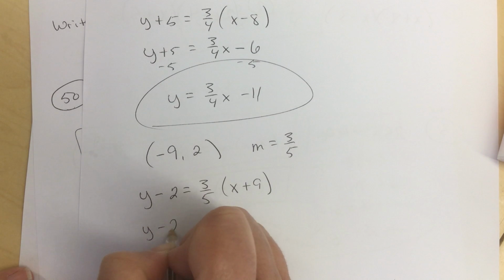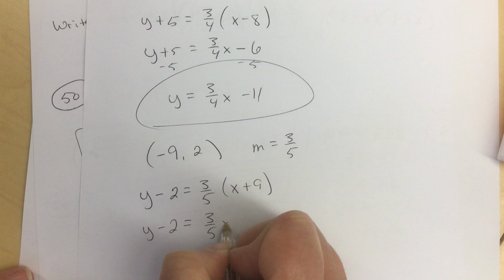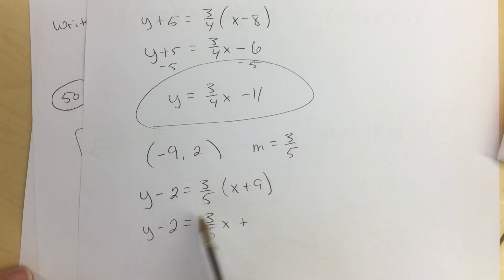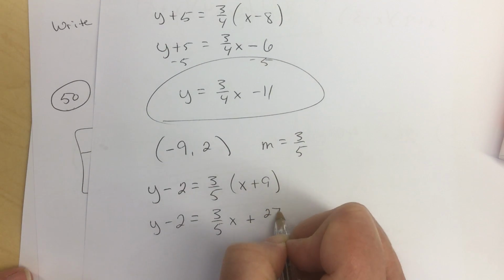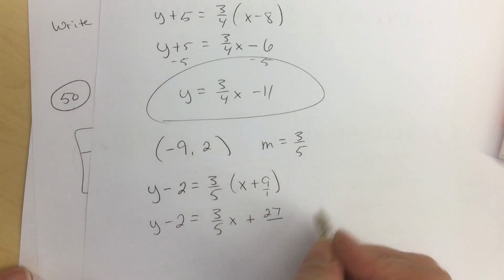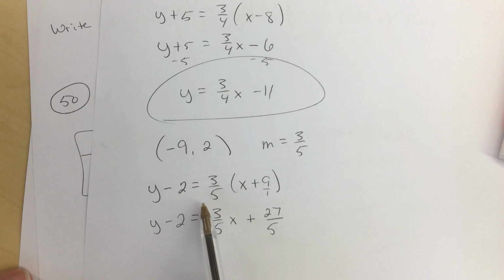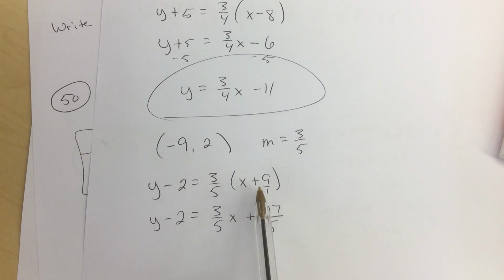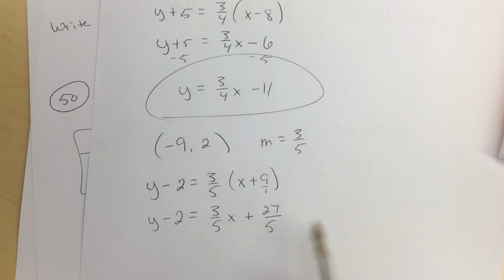So y minus 2 doesn't change. Then I distribute this. So I have 3/5 x plus, now 9 divided by 5 is not an integer. So I'm just going to take 9 times 3 and get 27. That's my numerator. And this 9 is like 9 over 1. So 5 times 1 is 5. So when you take a whole number times a fraction and it doesn't reduce, you just take the number times the top. That's how you get your new numerator.